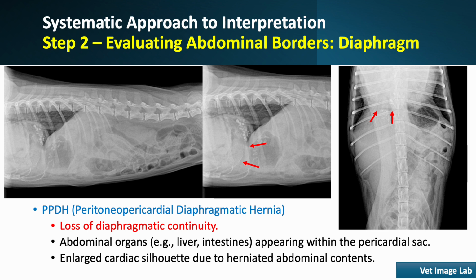PPDH is congenital, meaning there's no history of trauma. In traumatic hernias, we often see pleural effusion and lung collapse due to recent injury. So, whenever you suspect a diaphragmatic abnormality, always ask, is this a congenital defect, or could it be trauma-related?